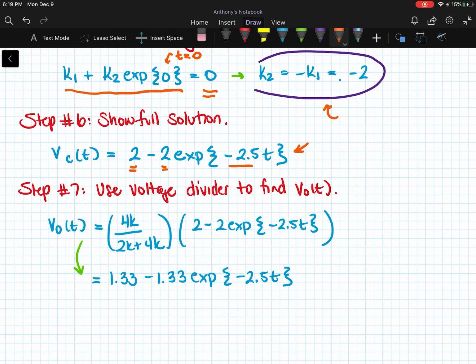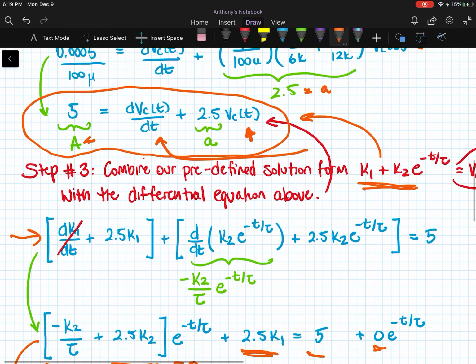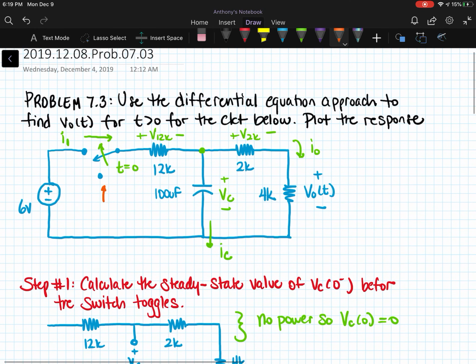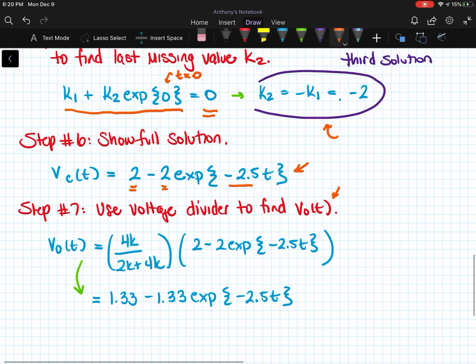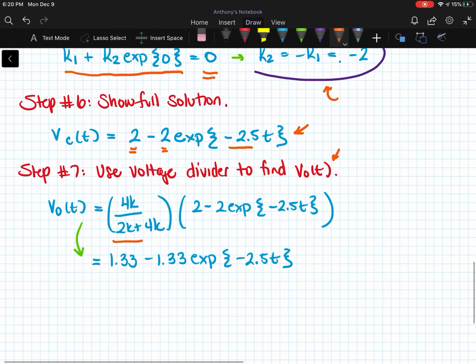Now, it was not VC that they actually asked us for, but V out. And so in order to calculate V out, we can use a voltage divider, right? Because we're interested in the output here, and we know the input here. So the ratio between those two will be 4 over 2 plus 4. And that is what is shown here.